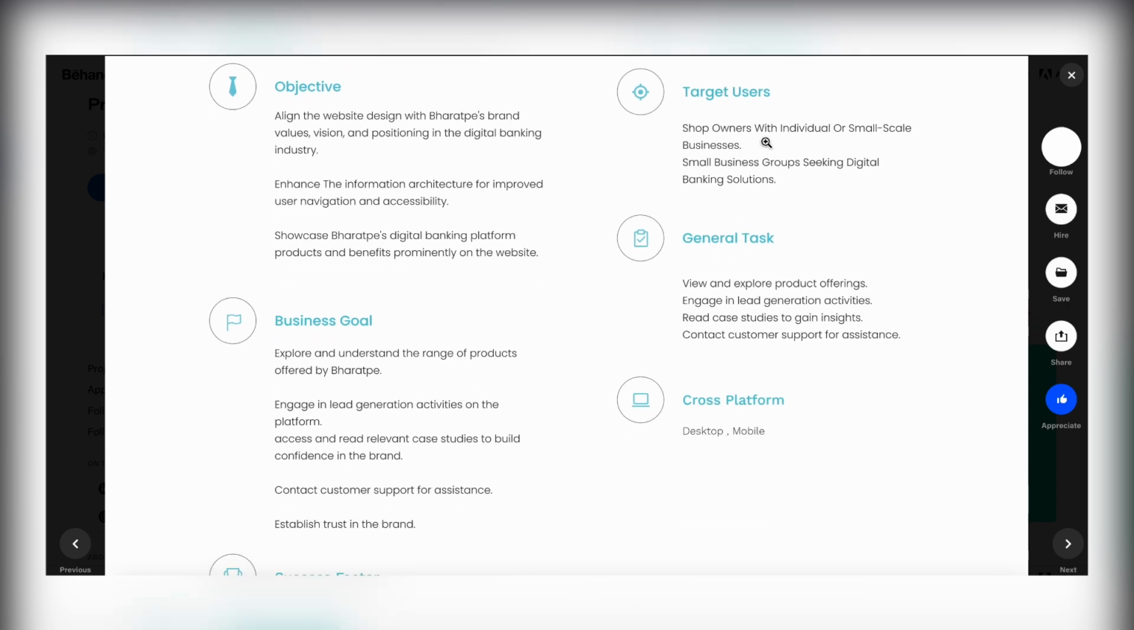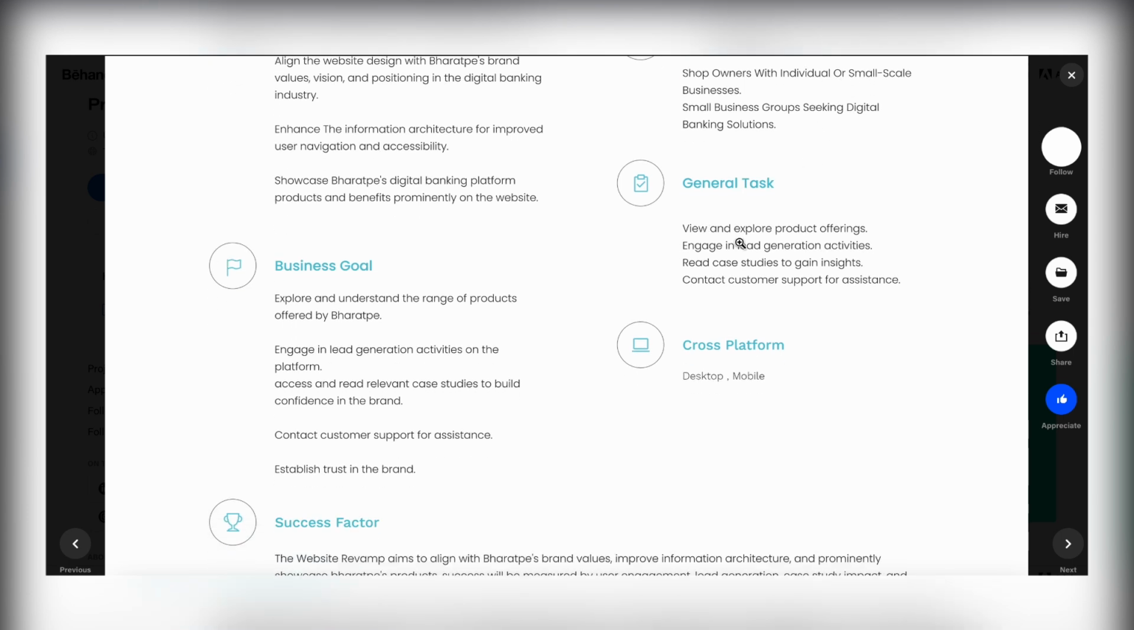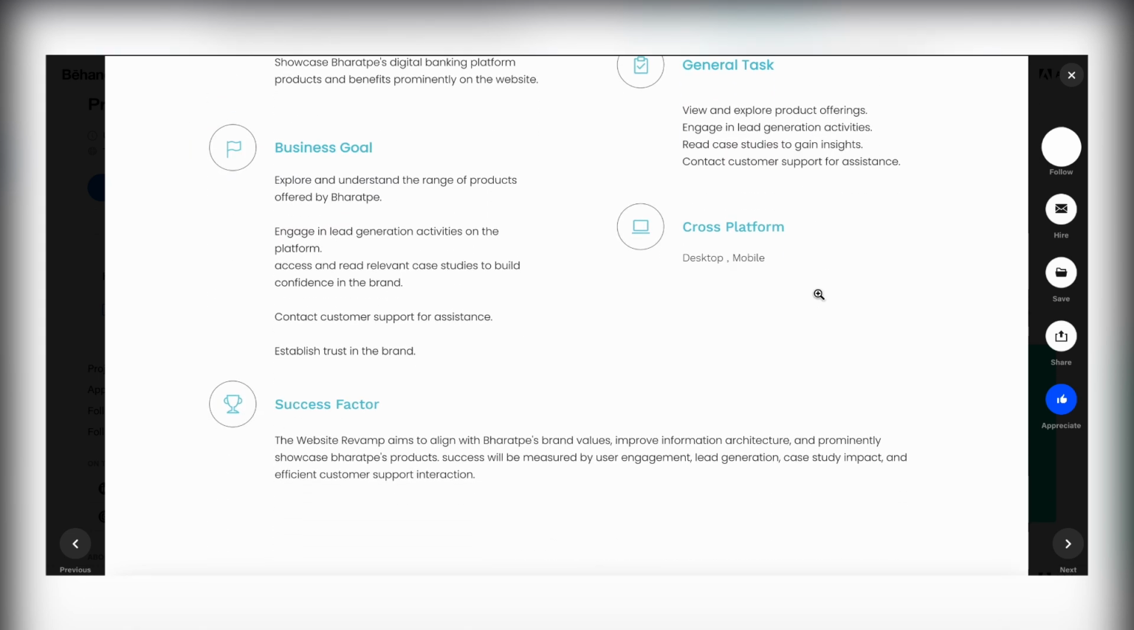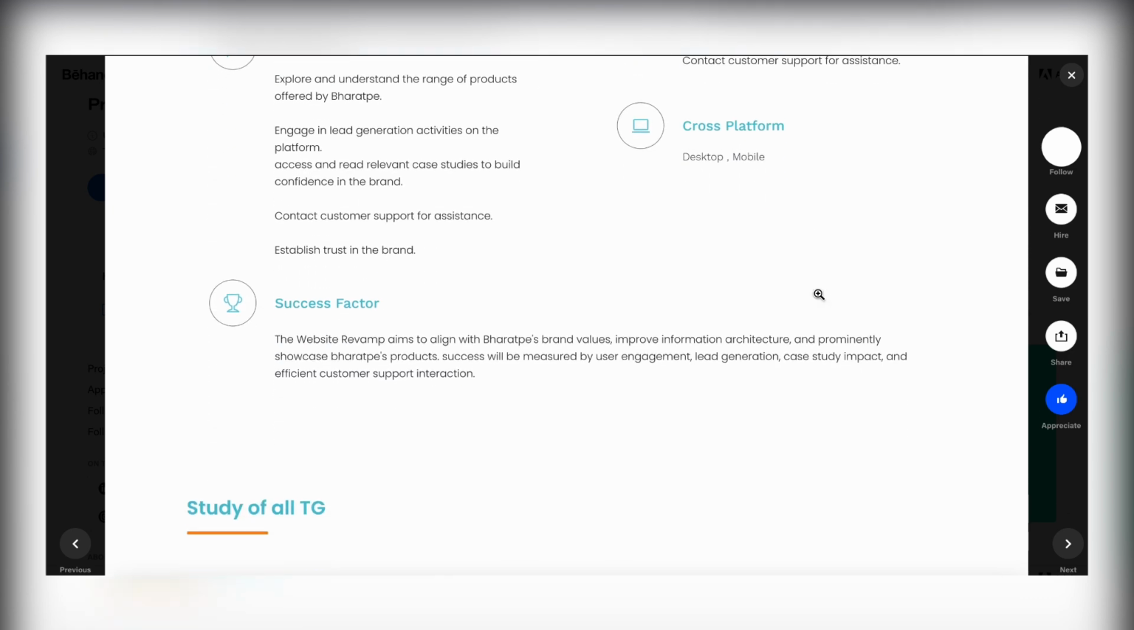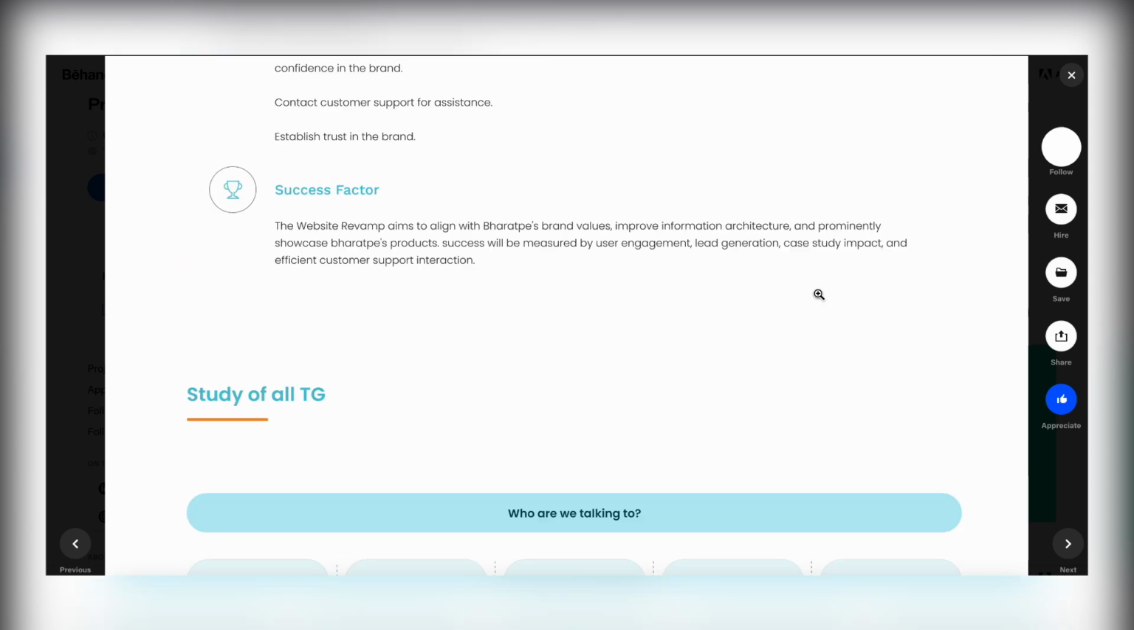Anyway, target users: shop owners, okay, small business groups seeking digital banking solution and small scale businesses. Okay, general task: view and explore product offerings, engage in lead generation activities, read case studies to gain insights, contact customer support. So this just feels like a marketing website to me. Like this is just a marketing website where a user will come to learn more about Bharat Pay, is what I'm understanding by reading all of this.